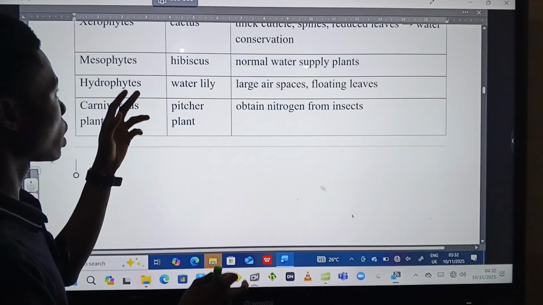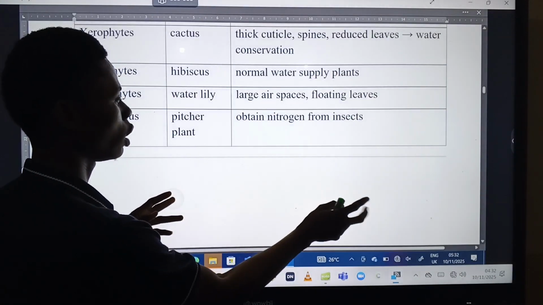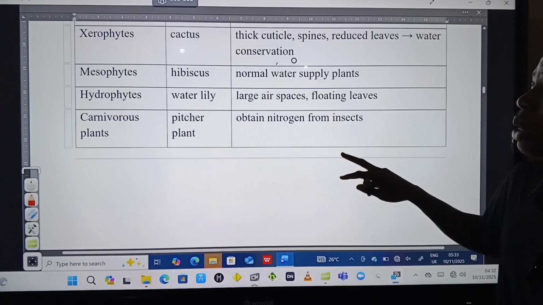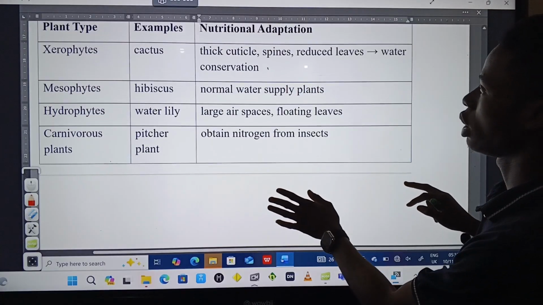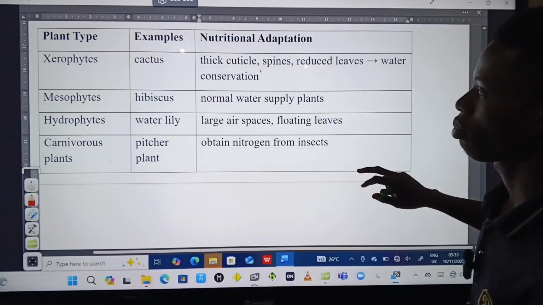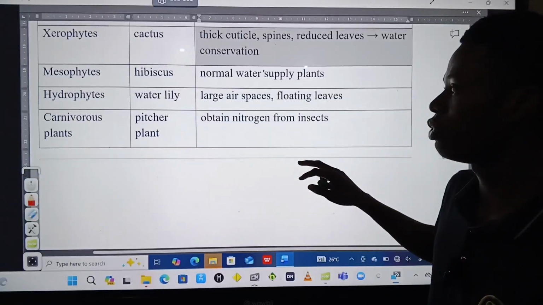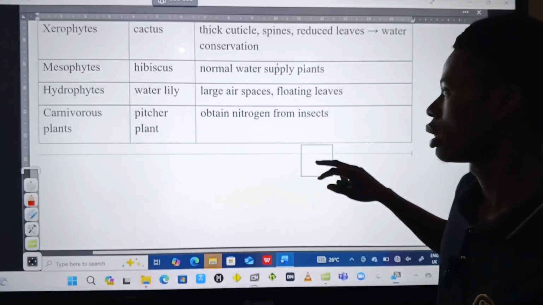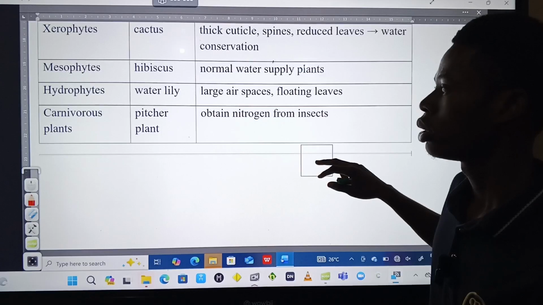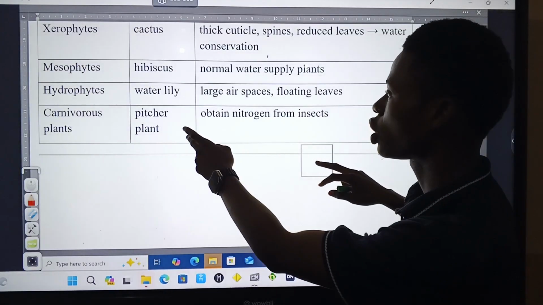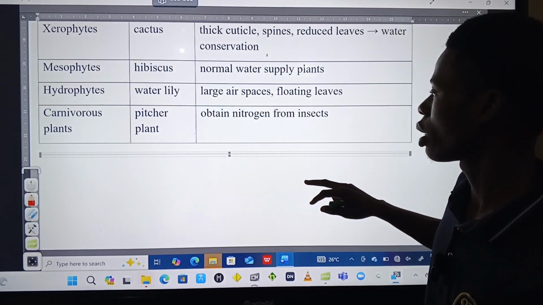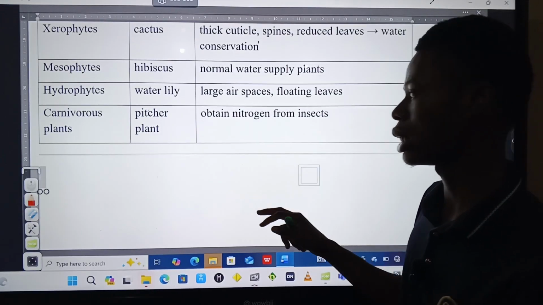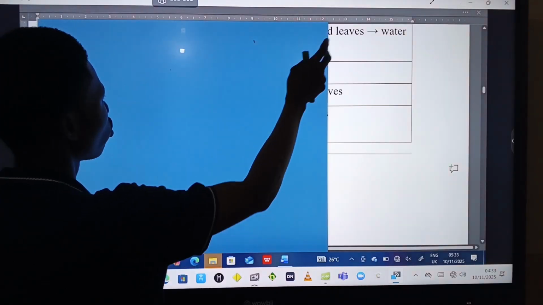Next one is mesophytes. Mesophytes live in a moderate environment, not too much water, not too dry. An example is hibiscus, which has a normal water supply. Hydrophytes, hydro means water, live in water, like the water lily, and they have large air spaces and floating leaves that can help them get rid of the excess water. We also have the carnivorous plants like pitcher plants, and I talked about it earlier that they obtain their nitrogen from insects. They use insects as their food. They cannot manufacture their food.